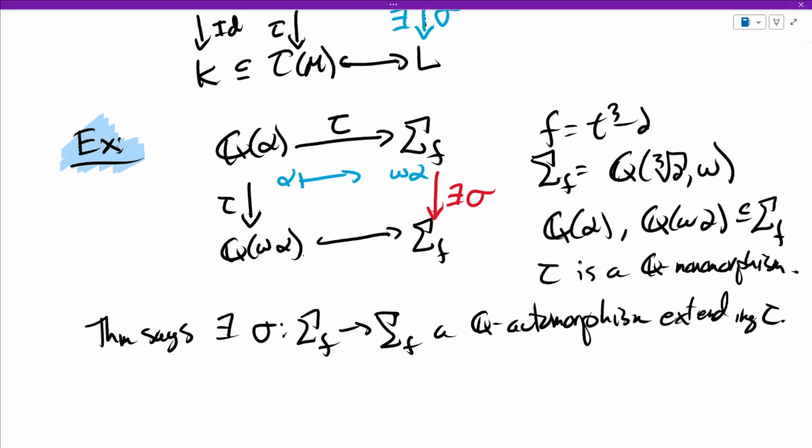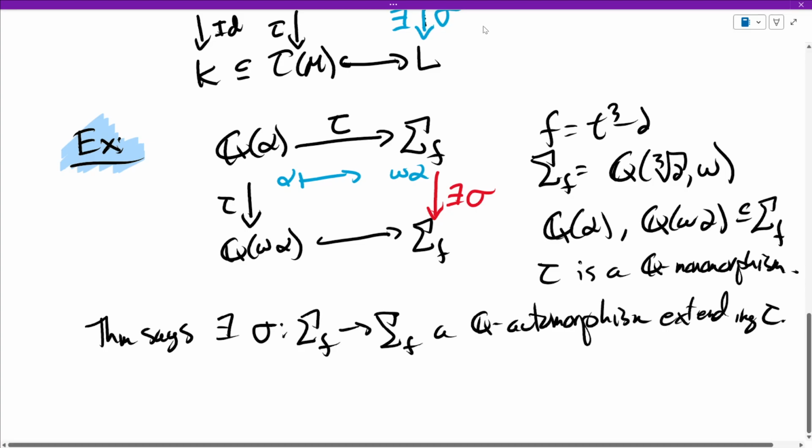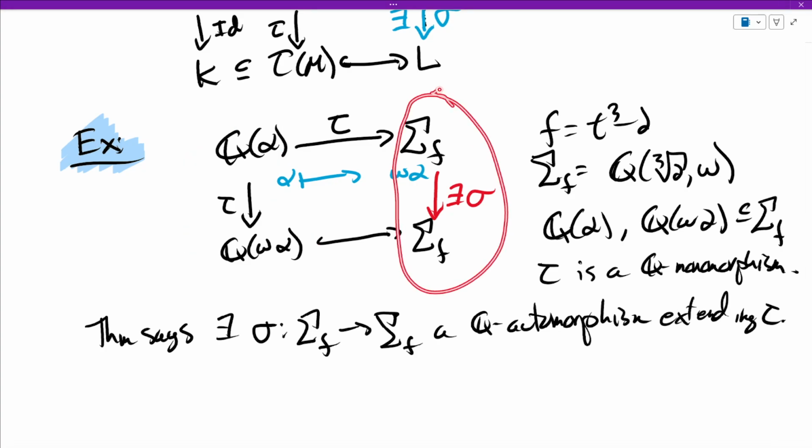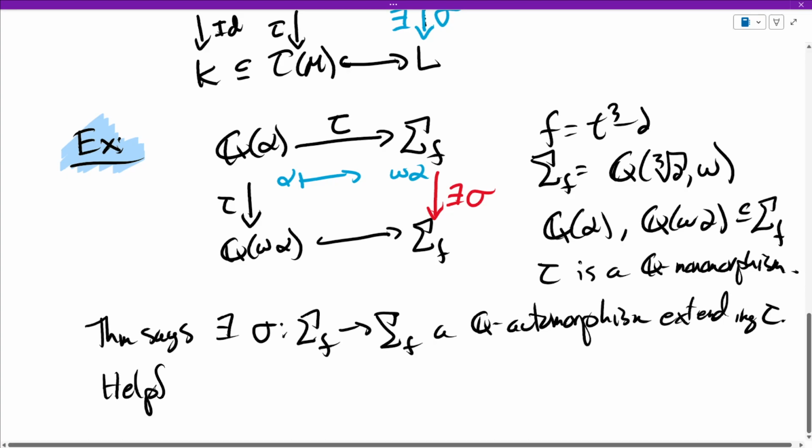What we've done is we've used this theorem to come up with an automorphism without actually doing a whole lot of work. We just had to check that tau was a monomorphism, but tau is an isomorphism between these because of minimal polynomial arguments. So the fact that tau is a monomorphism is no work at all. And by using the theorem, we get that it extends to an automorphism using no work at all. So this is helpful. What are we learning? This is helpful to construct elements of the Galois group.